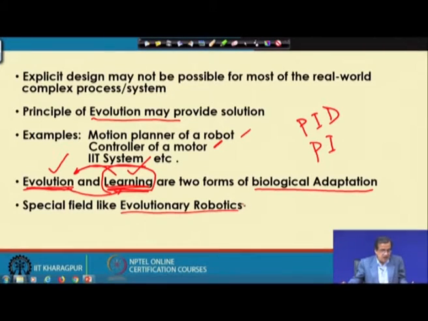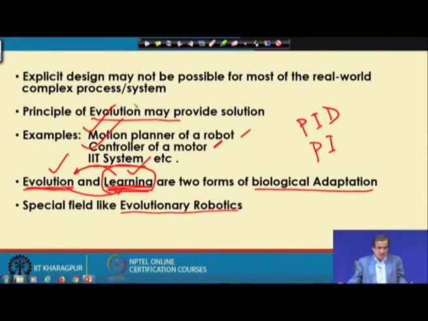Now, in this particular field, we use the principle of evolution and that of learning, and we merge them together just to evolve a suitable motion planner for the robot, or an adaptive controller for the robot, used as an adaptive controller for the motor used in the robot. Now, let us see how to use the genetic algorithm as an evolution tool, so that we can evolve a suitable neural network, and this neural network is going to solve some real world problem.